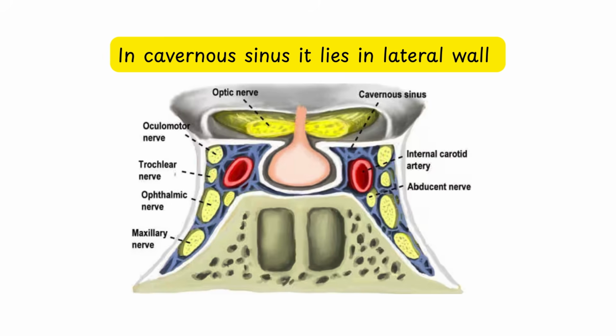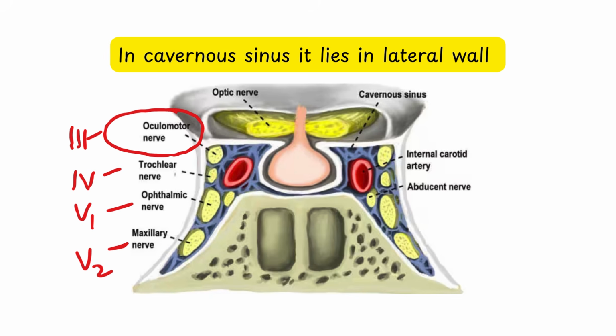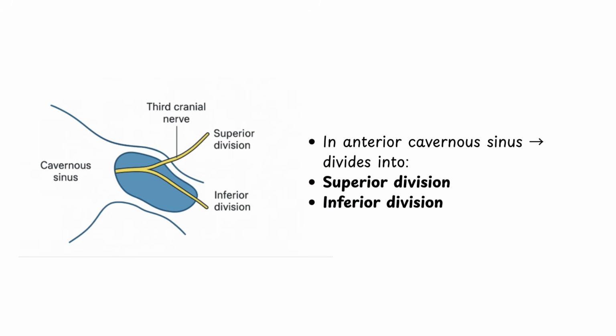In this coronal view of the cavernous sinus, you can note the order of structures within the lateral wall. The oculomotor nerve most superior, then the trochlear nerve, the ophthalmic division of the trigeminal V1, and the maxillary division of the trigeminal V2. The mandibular division V3 travels outside the cavernous sinus. Within the sinus cavity itself lies the internal carotid artery and the abducens nerve, which is the sixth nerve, which is positioned more medially and inferiorly. As the third nerve travels through the cavernous sinus and reaches its anterior portion, it divides into two branches, a superior division and an inferior division.